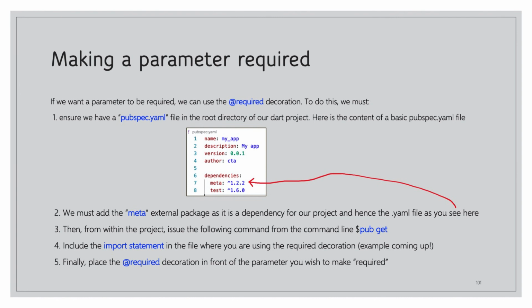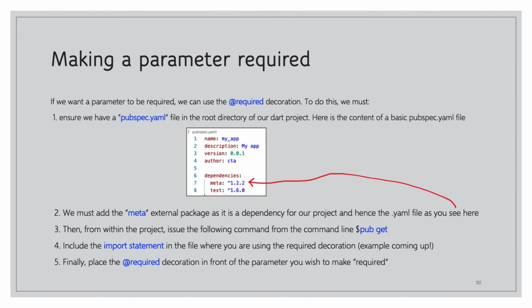If we want to make a parameter required, we can use the @required decoration. To do this, we have to do a couple of things. We have to ensure we have a pubspec.yaml file in the root of our Dart project. This is like a configuration file. And I give you an example here of what your basic YAML file is. You can create this yourself if you'd like.